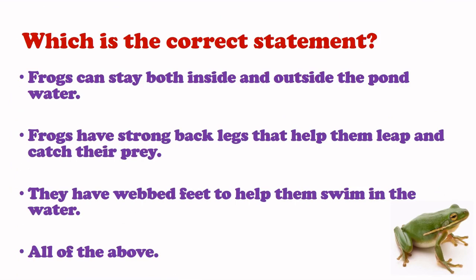So now, which of these statements is the correct statement? Do you know the answer? So the answer is all of the above are correct statements. So frogs can stay both inside and outside the pond water. They have strong back legs that help them leap and catch their prey. They have webbed feet to help them swim in the water.